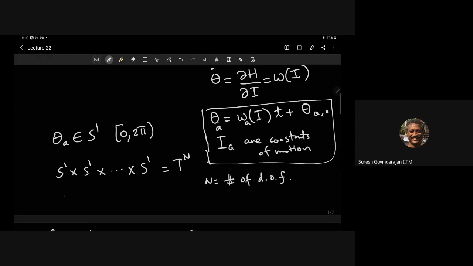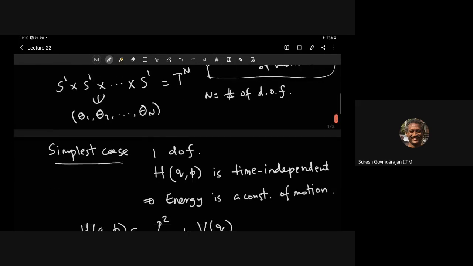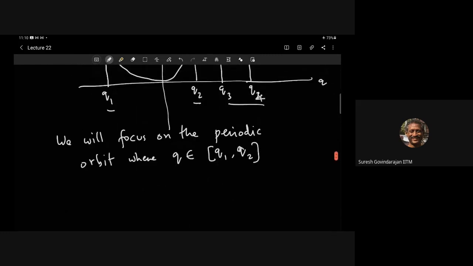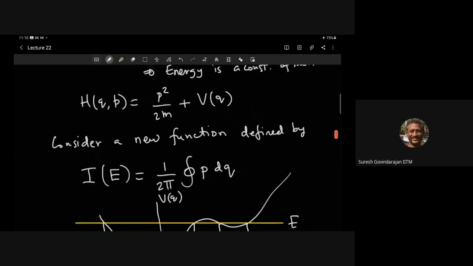Okay. So a point on this Cartesian product is theta 1, theta 2, theta n. For two dimensions, I will point out that it means it's moving on the surface of a vada, or a bagel, or a donut, whatever you fancy. So we'll focus on this periodic orbit. This variable I of E, this closed circle here, indicates that we do it over one cycle.